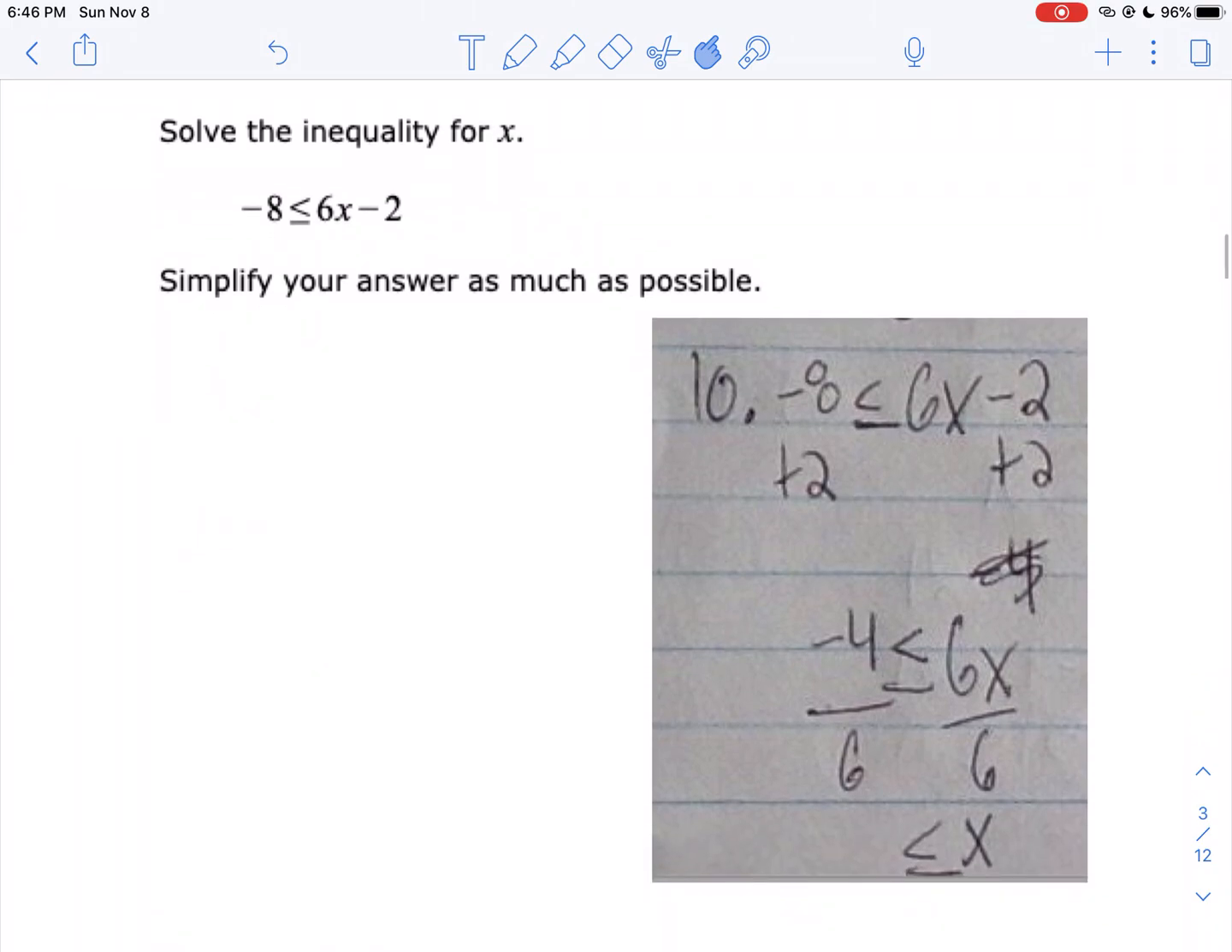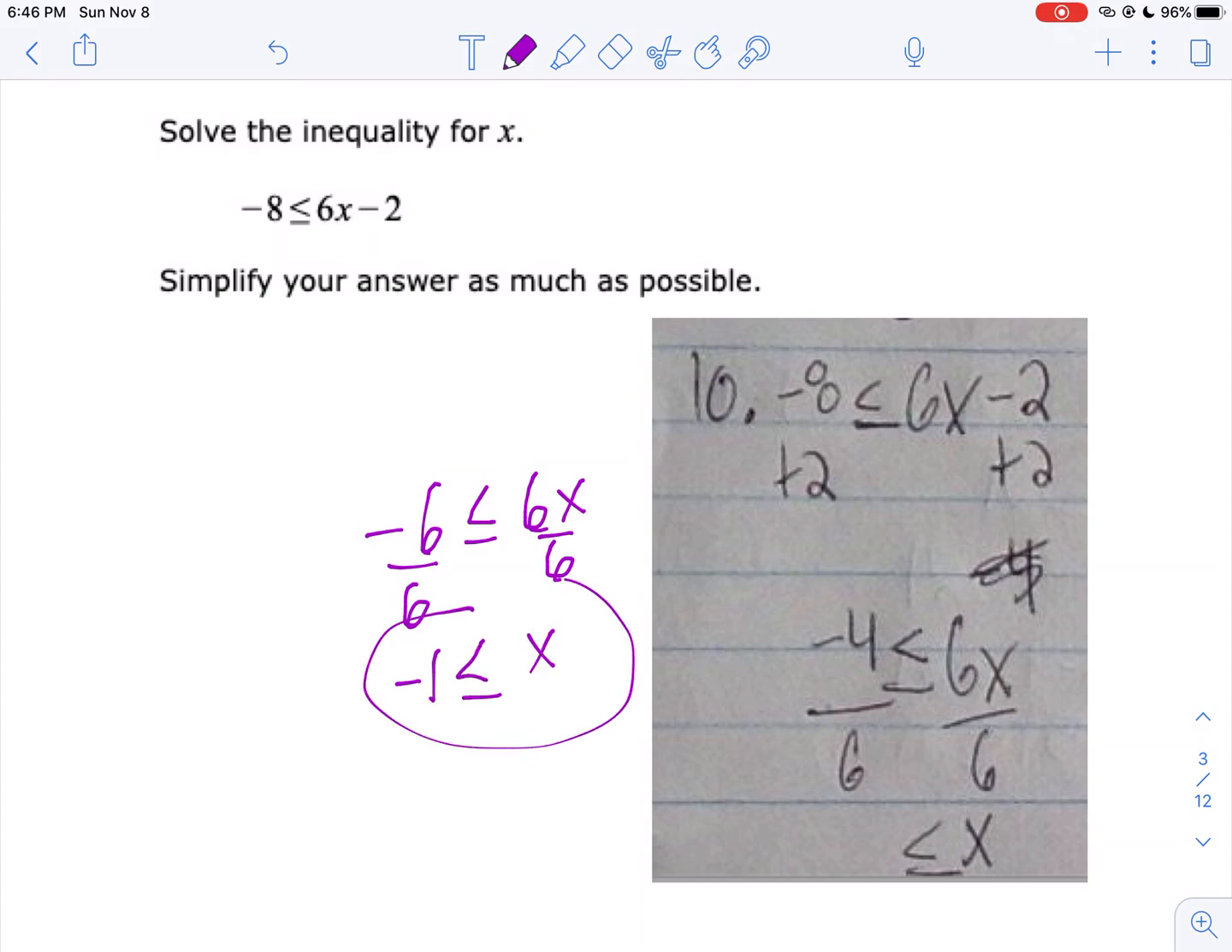Let's take a look at this one. Negative 8 is less than or equal to 6x minus 2. You correctly added 2 to both sides, but negative 8 plus 2 is not negative 4. I think your brain went to dividing. Negative 8 plus 2 should be negative 6, which is less than or equal to 6x, because your 2's cancel out. Now you correctly divided both sides by 6. So we have negative 1 is less than or equal to x. If you type that in, that'll be correct.